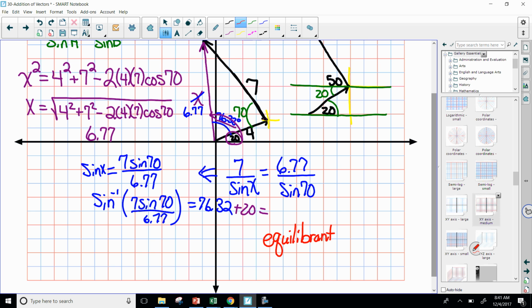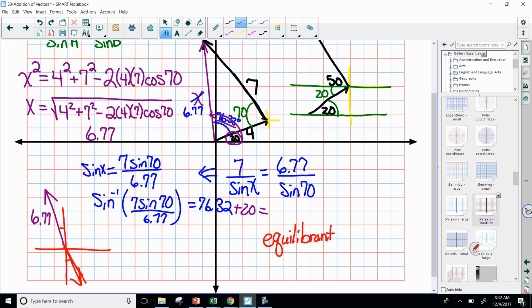So if I think about it, I have a force coming up over here, which is my resultant. I'm going to exaggerate just a little bit. This is a magnitude of 6.77, right? So this is 6.77. And then the equilibrant is going to be the opposite of that. What do you know about these angles right there?